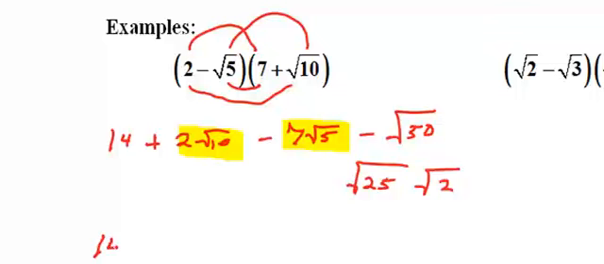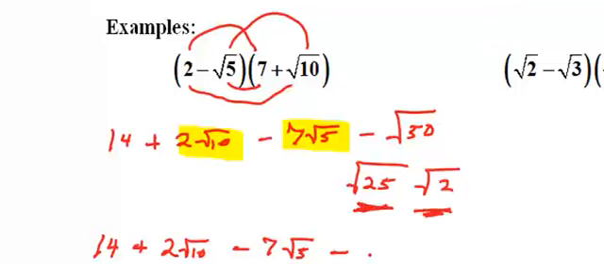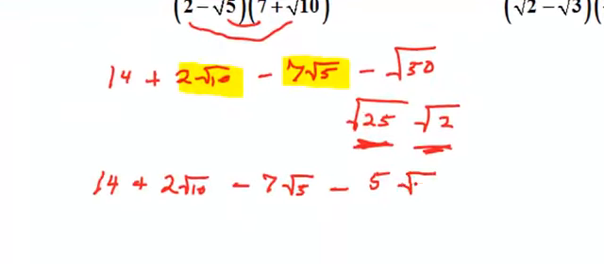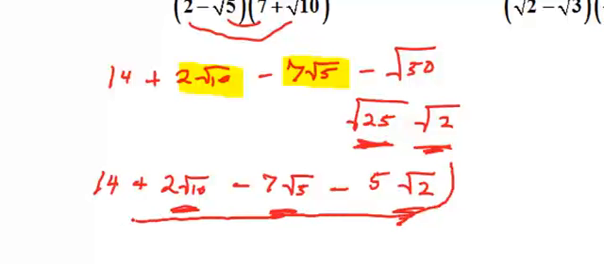So we have 14 plus 2 square root of 10 minus 7 square root of 5 minus 5 square root of 2. Now we look to see if we can add or subtract. In other words, can we combine like terms? Well, we don't have any like terms. The radicands are all different, so we can't combine any of these. This is our final answer.